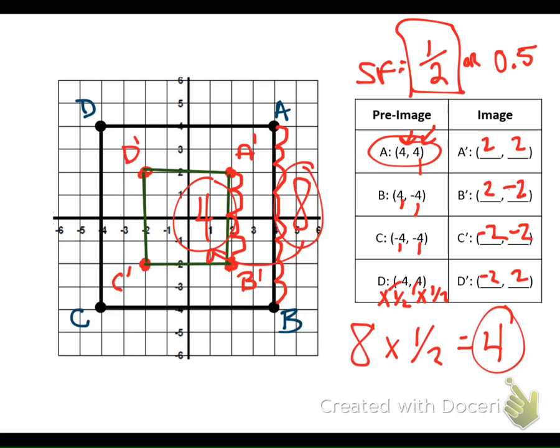Okay, so it happens all kind of the same way as far as our points and our sides. So if I reduce it, I do my scale factor times all my points to get my new points, and I should also notice that my side lengths also reduce by that same scale factor, and that's our reductions.